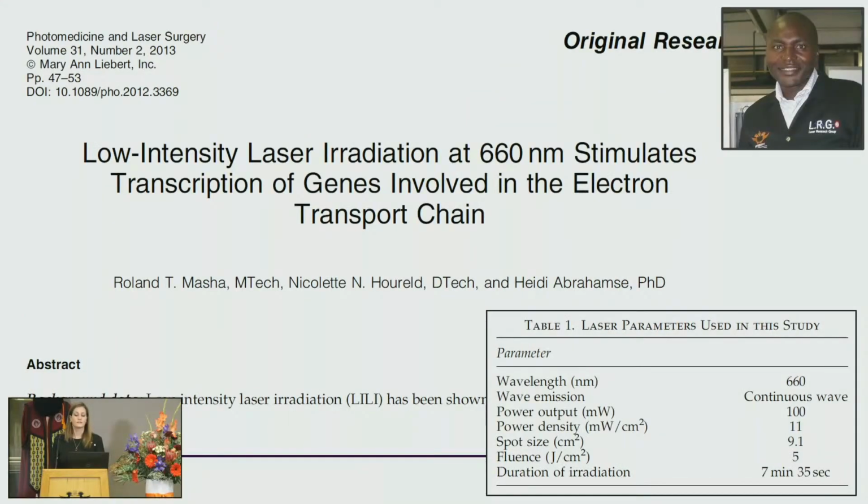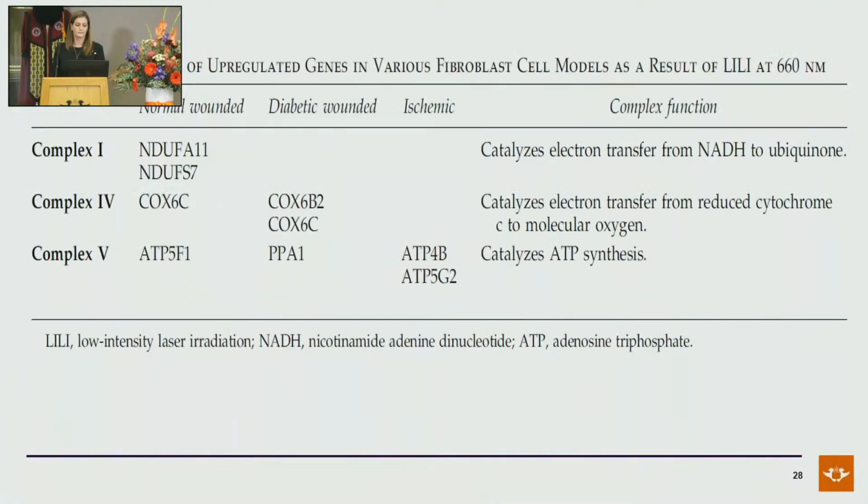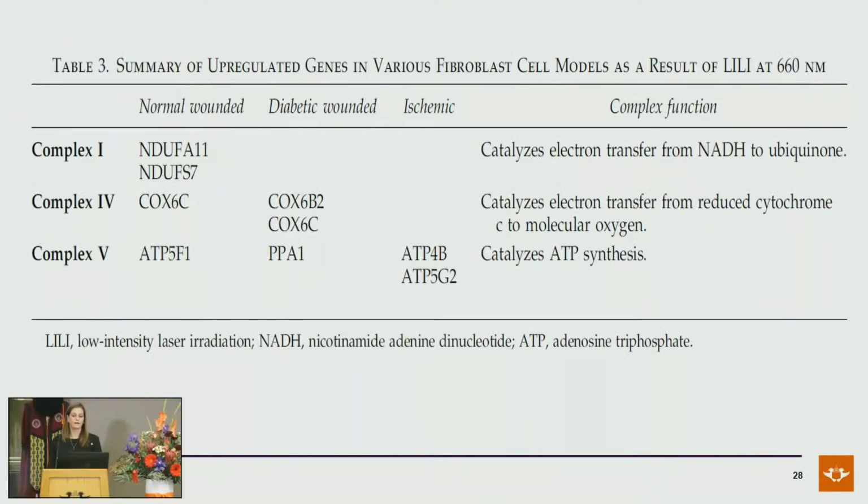The same wavelength was then used to irradiate cells and look at some of the genes involved in these enzyme complexes. We found that genes for complex 1, 4, and 5 were upregulated, or turned on, in normal wounded cells. In the diabetic wounded cells, genes coding for complex 4 and 5 were upregulated. And in the ischemic cells, genes for complex 5 were upregulated. These two studies showed us that PBM at 660 nanometers and a fluence of 5 joules not only increases the activity of the enzymes involved in the electron transport chain, but it also increases the gene transcription of these proteins.